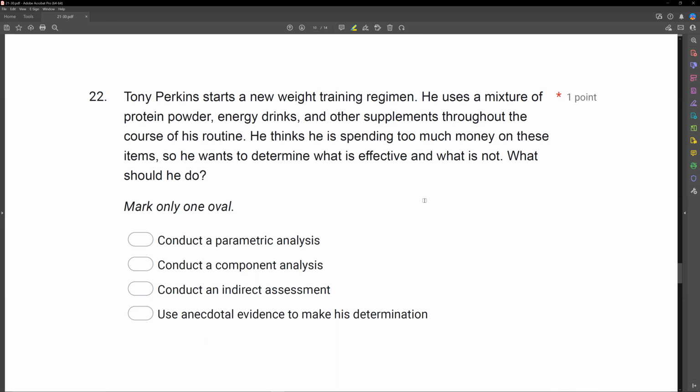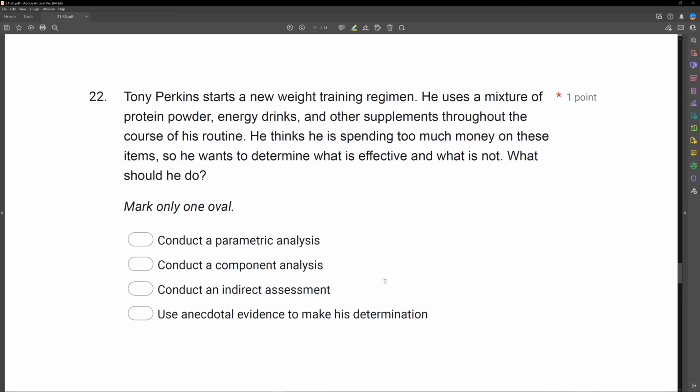So if we determine that energy drinks are effective, now if he does a parametric analysis, he'll say, well, I need 1, 2, 3 energy drinks. So we're not quite to parametric analysis yet because we're still looking at what? We're looking at each component and deciding what is effective and what is not. Component analysis is really that simple, right? We shouldn't overthink it. You're taking a treatment package and you're analyzing each component to see its effect on behavior. What Tony needs to do is do a component analysis across his protein powder, drinks, and supplements.